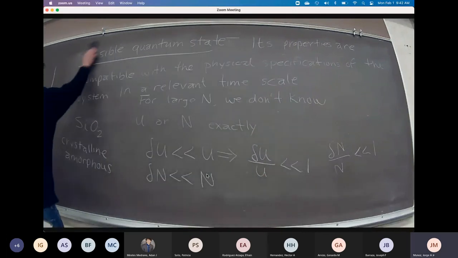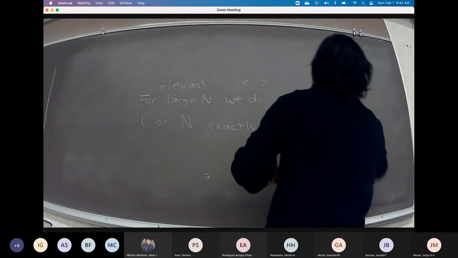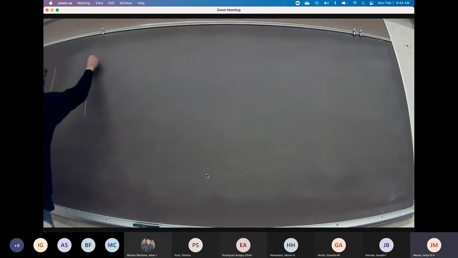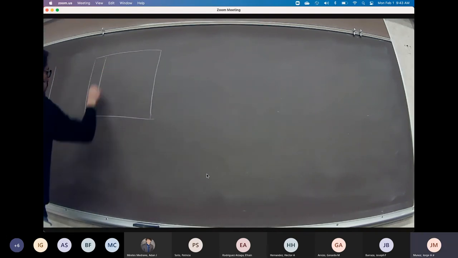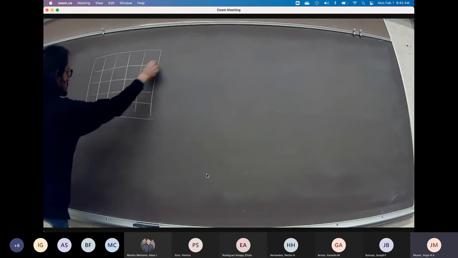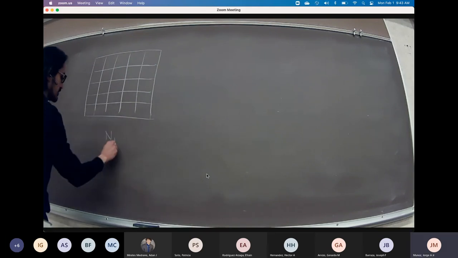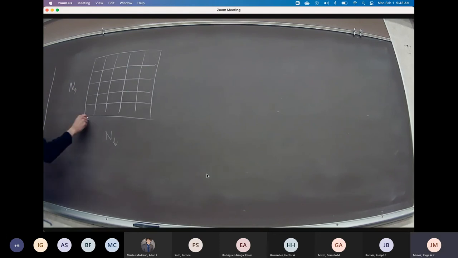So now consider, let's go back to our Pascal's triangle. So we have a system that looks like this. Okay, so here in the horizontal axis, I have the number of spin down. And in the vertical, we have spin up. So this is 0, 1, 2, 3, 4. 0, 1, 2, 3, 4.